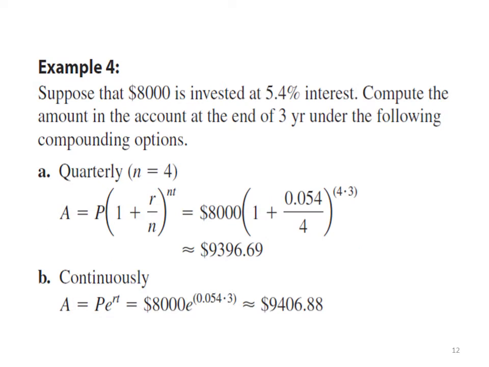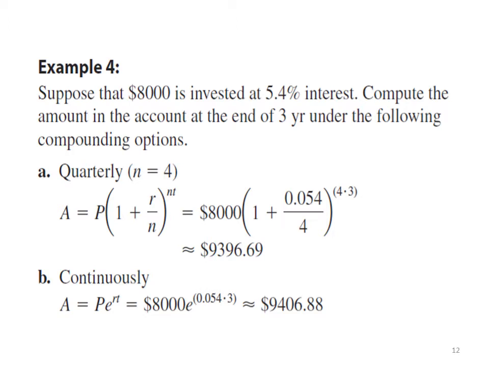Here are examples of calculating interest. Suppose that $8,000 is invested at 5.4% interest. Compute the amount in the account, the future value, at the end of 3 years under the following compounding options. These are different options, but in all of them the principal will be 8,000, the rate is 5.4%, and the time is 3 years.